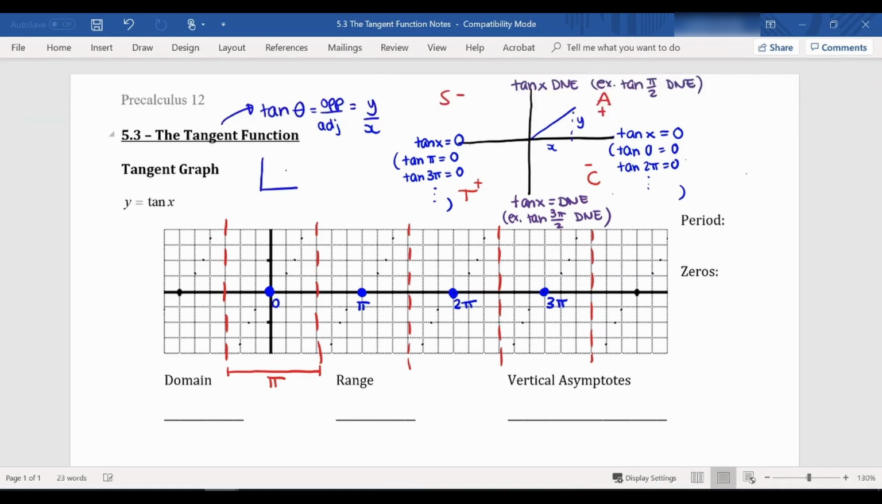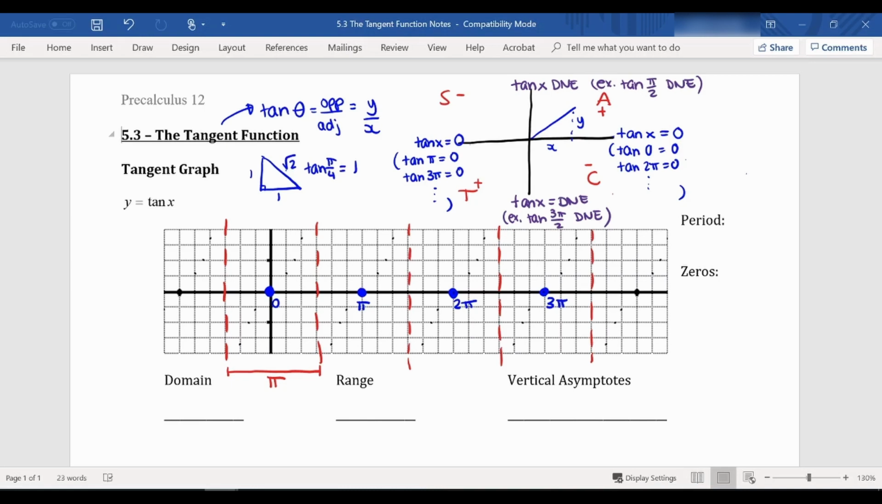And one special value that's nice and easy for us to draw is we know, for example, if I have a triangle, I have one where I have 1, 1, root 2, and therefore tangent is equal to 1 over 1, and that is for pi over 4. So if I put a point on my graph that is at an angle of pi over 4, it would have a y value of 1.